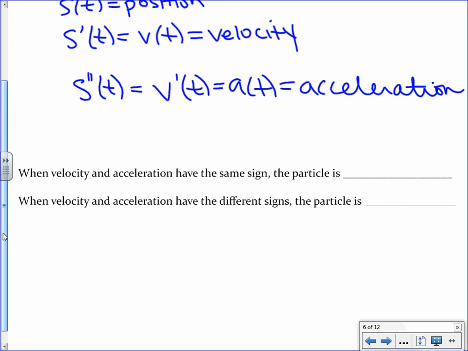Okay. So if our acceleration and velocity are both positive, then we're speeding up in the same direction, right? If our rate of change is negative, as well as our velocity, then we're speeding up in the negative direction. So as long as our velocity and acceleration have the same sign, our particle is speeding up.